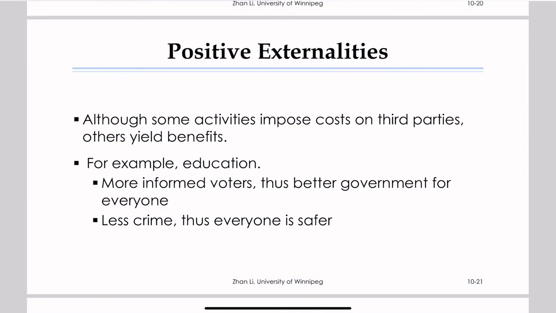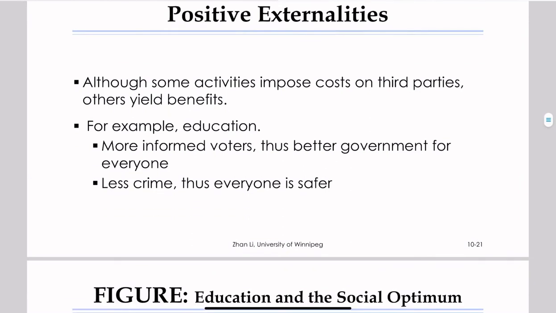And then also through education, there could be less crime, right? Because if you have good education, then you could have a good paying job, and then you will be less willing to commit a crime. So this will make everyone safer. So basically, you can see that education has positive externalities. Now, what's the implication of this positive externality?